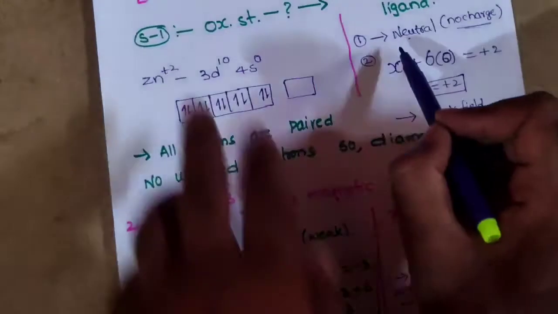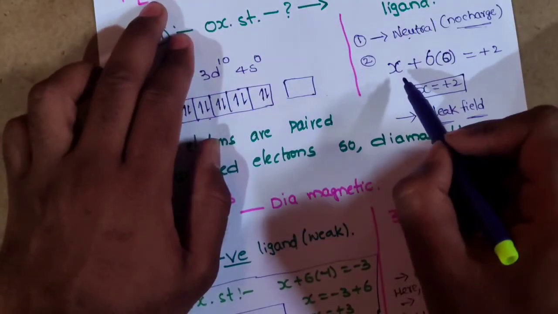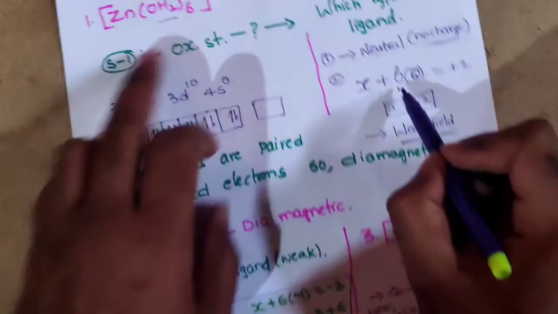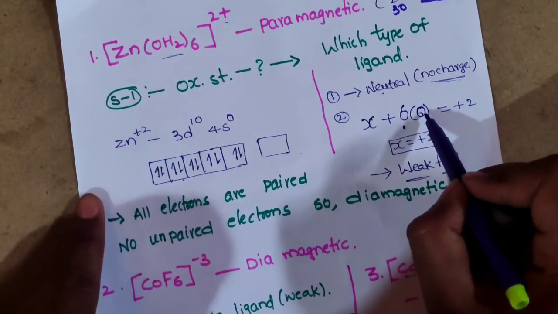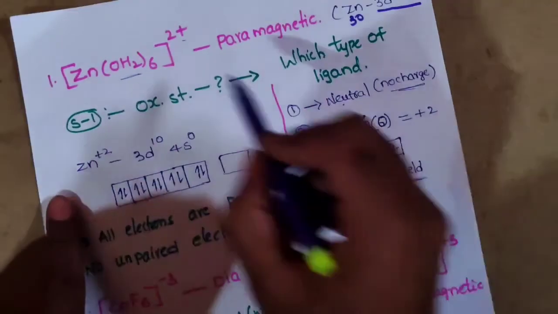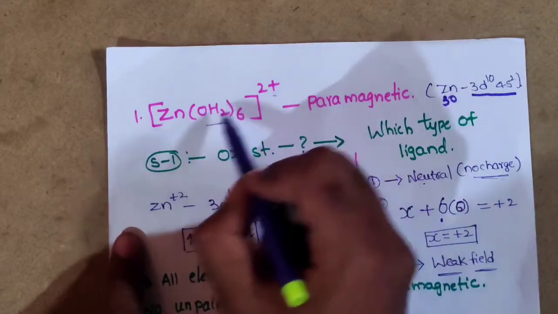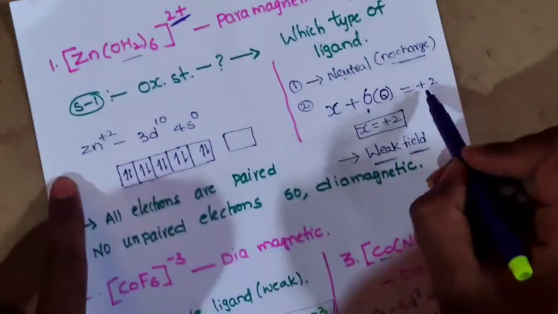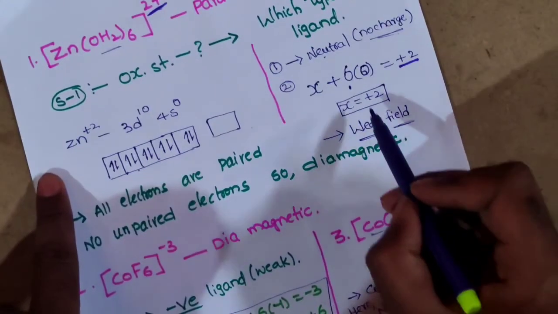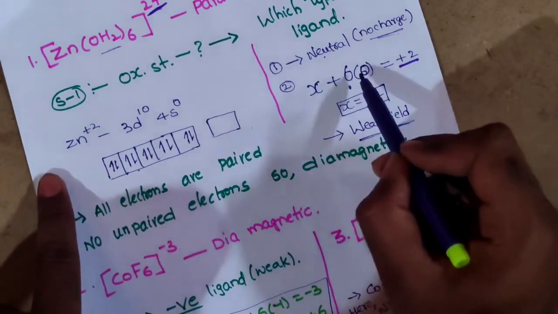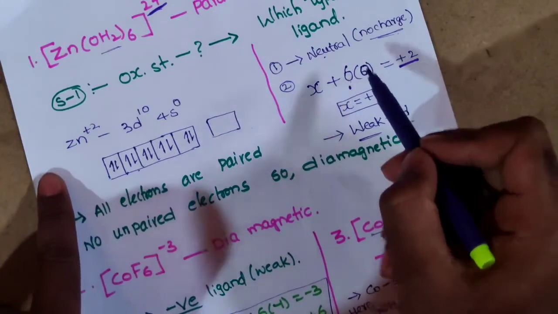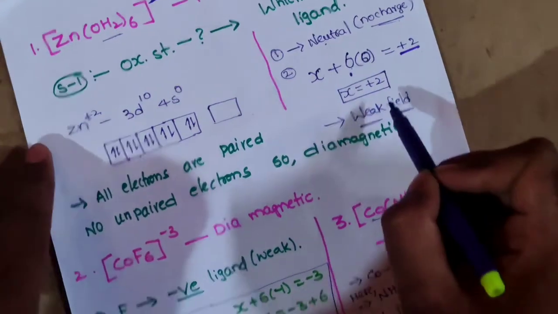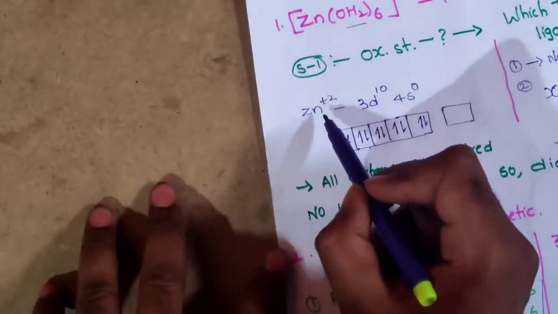So consider the oxidation state of zinc as X, and we have 6 aqua molecules, each having 0 charge on it, and we have to equalize the overall thing to the charge present on the overall complex, that is +2. So X is equal to +2, because 6 into 0 is 0. So now the oxidation state of zinc is +2.